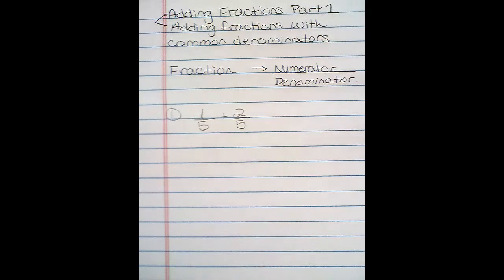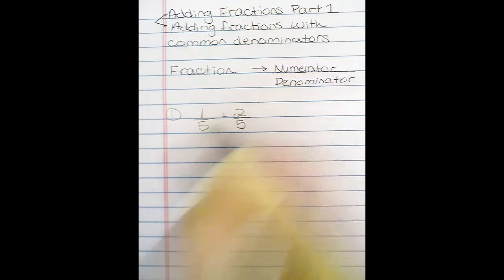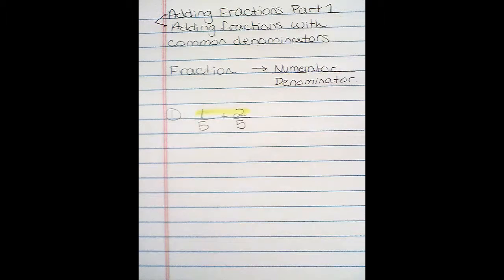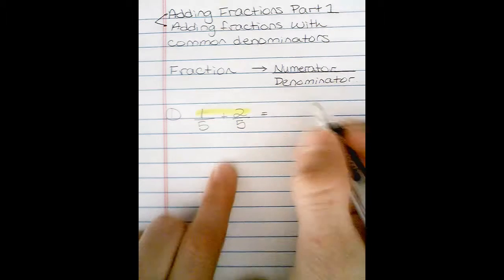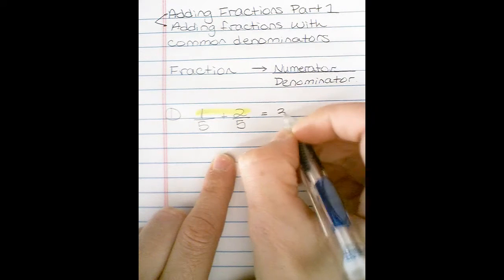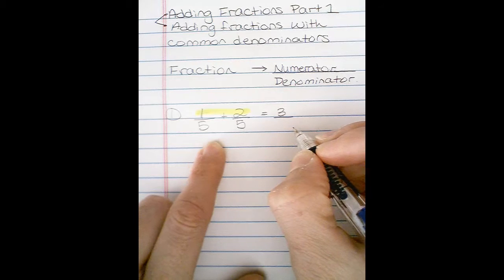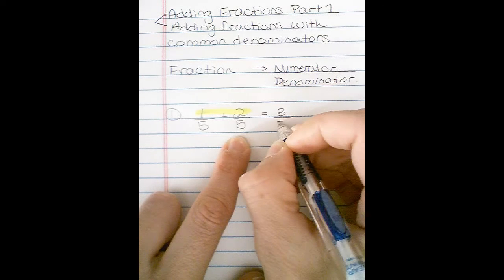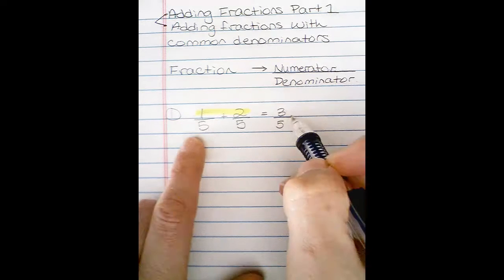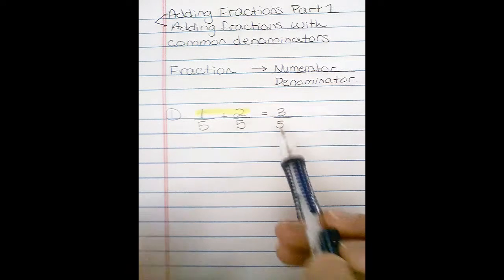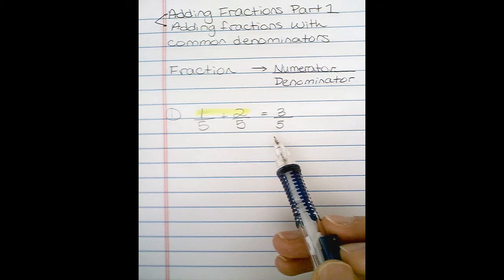So, a few key things to remember is, when adding fractions, you always add across, and you only add the numbers in the numerator. So what this looks like is, you add 1 plus 2, which gives you 3, and the only thing you do is copy down the original denominator. So, this is the way that you add fractions with common denominators.